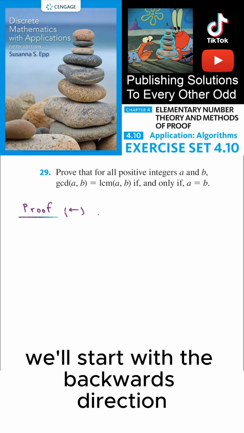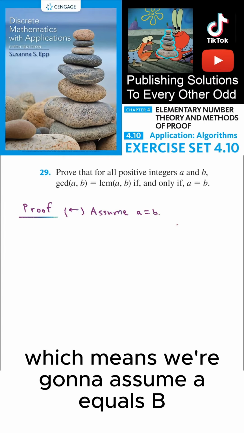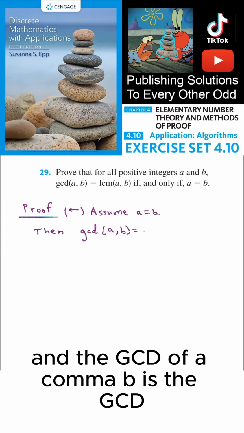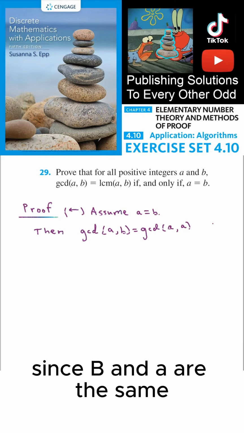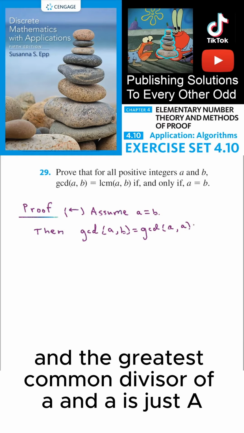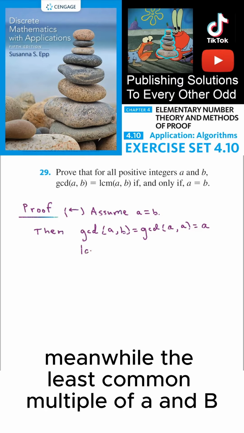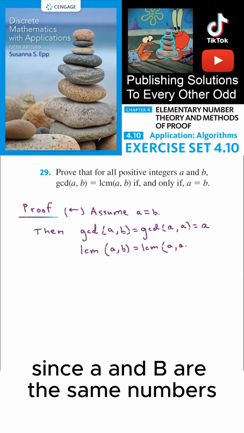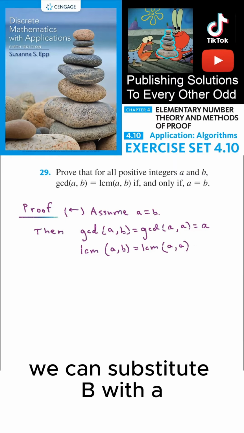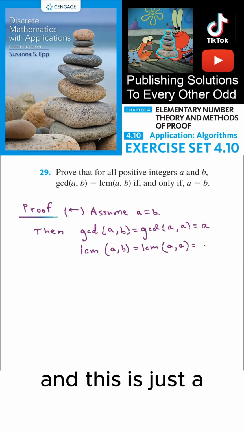We'll start with the backwards direction, which means we're going to assume a equals b. Then the GCD of a, b is the GCD of a, a, since b and a are the same. And the greatest common divisor of a and a is just a. Meanwhile, the least common multiple of a and b is the least common multiple of a and a, since a and b are the same numbers. We can substitute b with a, and this is just a.